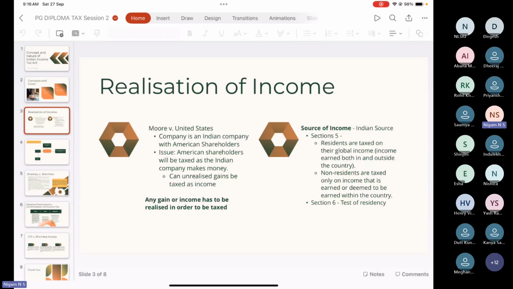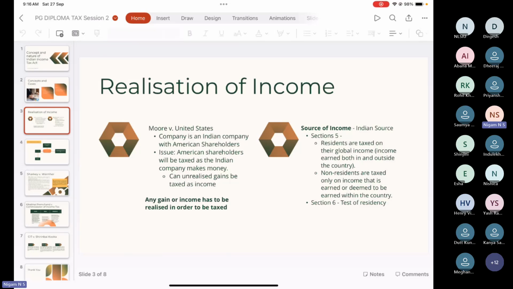And then Section 6 talks about test of residency. For individuals, roughly the test is that if an individual is in India half the year, 180 days, he or she is resident in India. And if a company is incorporated in India, then it is an Indian resident for Indian tax purposes. If it's incorporated abroad, it's a non-resident for Indian tax purposes.